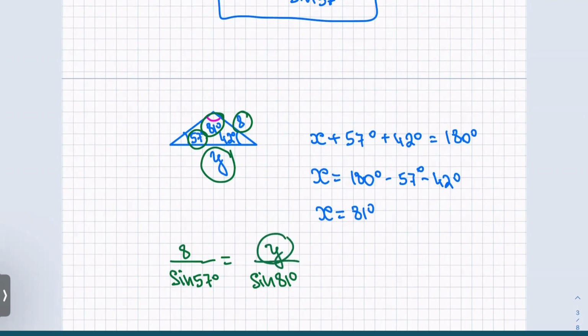So again, to solve for y, we just use this cross multiplication. So we will get that sine 57 degrees multiplied by y is equal to 8 multiplied by sine 81 degrees. And then to solve for y, we just divide by sine 57 degrees again, and we will get this value. And that will be measured in centimeters if 8 was in centimeters too. That's it, dear students. This is how we solve for y.